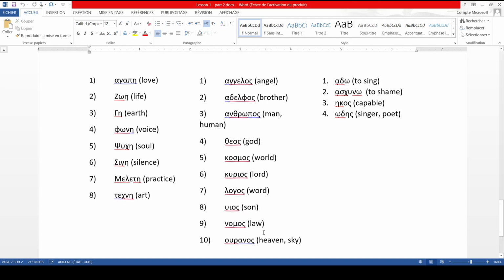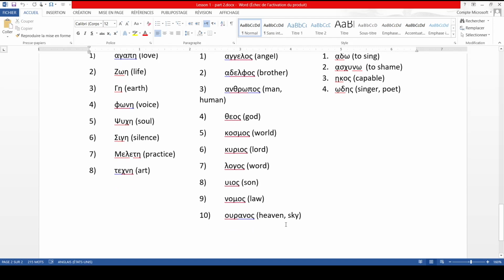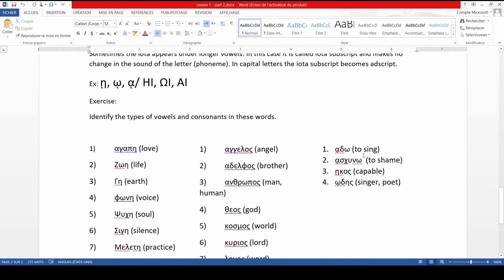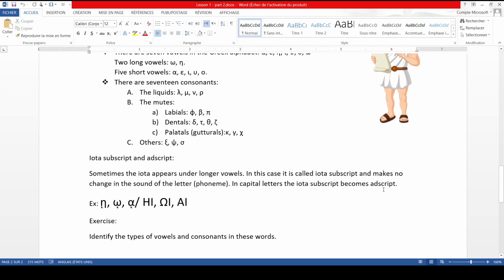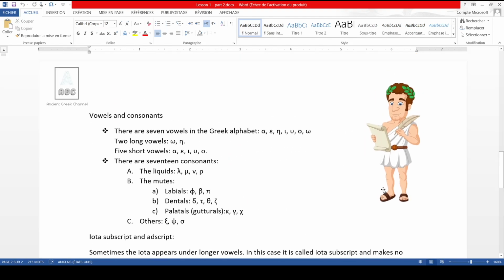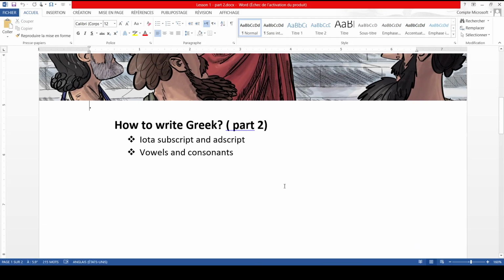Nomos, that means law. Ouranos, that means heaven or sky. Ado, to sing. Aiskhuno, to shame. Hikanos, capable. Odes, singer, a poet. So this is the end of lesson 1, how to write Greek.